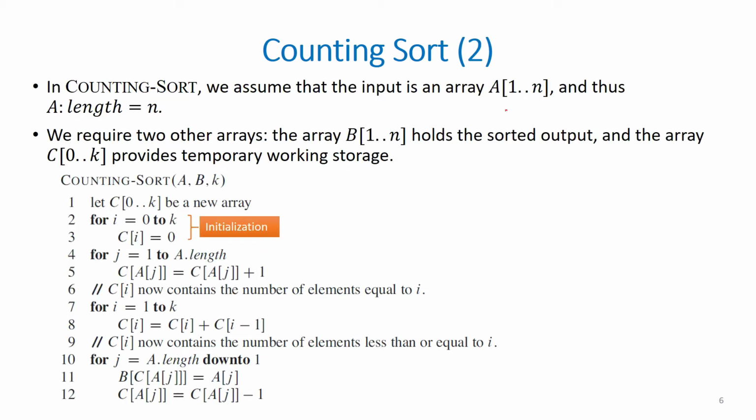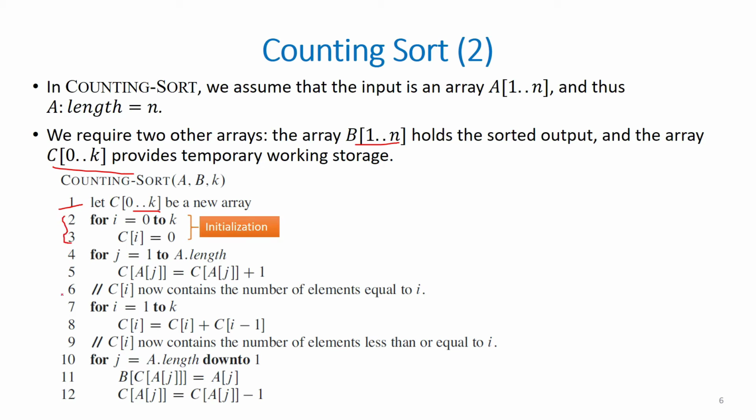Given array A from 1 to n as the input, we make use of two arrays, namely B[1..n] and C[0..k]. Since we use additional arrays, it goes without saying that counting sort is an out-of-place algorithm. In the pseudocode, we first create the array C of size k plus 1 because it starts from 0, and then initialize all the elements of the array with 0 in the for loop shown over here.